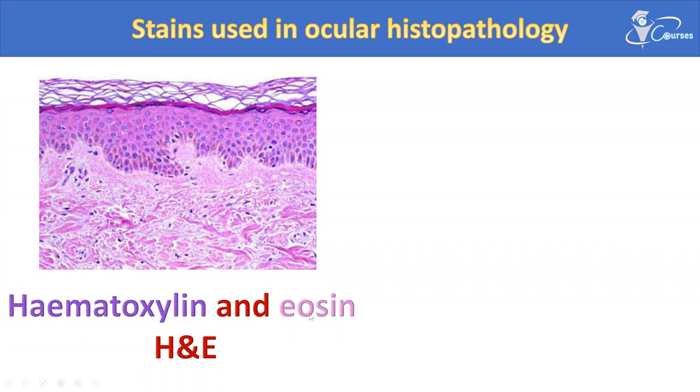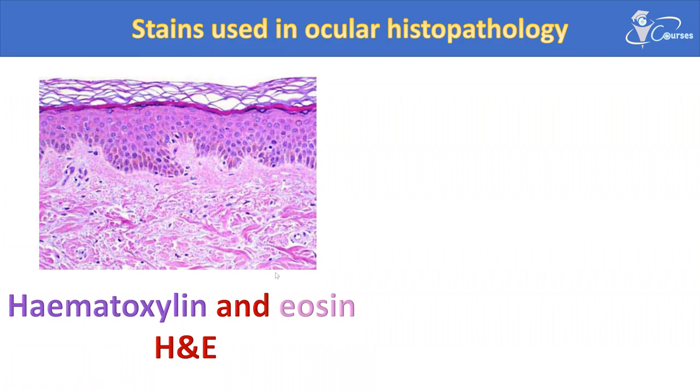The eosin is an acidic dye. And the acidic dye will stain the basic structures, and it will stain them red or pinkish red. So it will stain the cytoplasm pinkish or red. So the eosin is an acidic dye which will stain the basic structures red or pinkish.